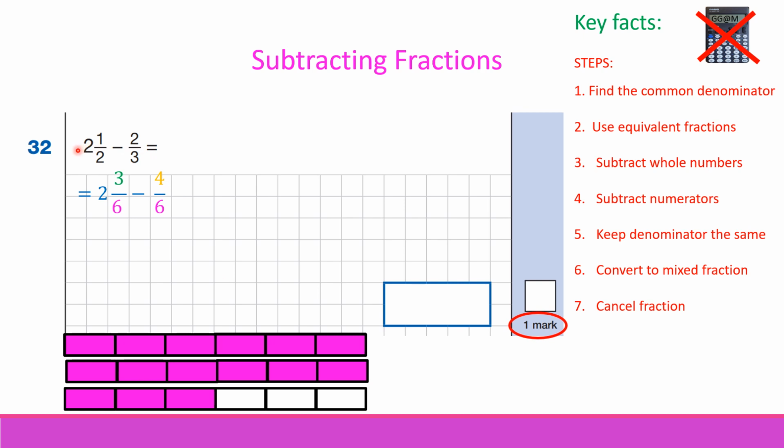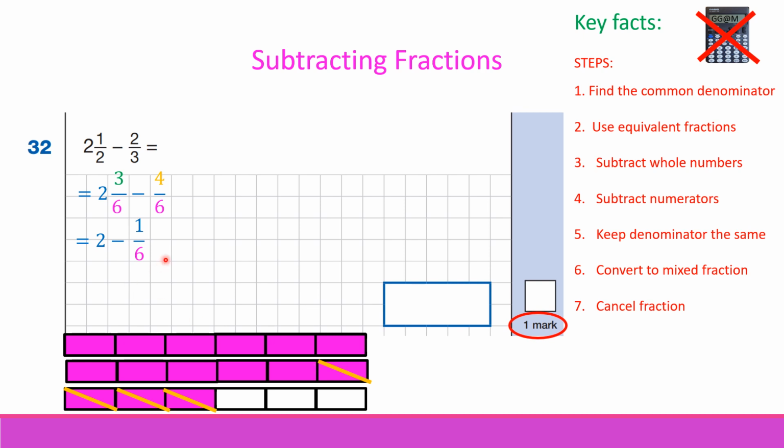So I've got 2 and a half. So 2 whole ones is 2 whole sections, because I've got 6 on each section. So this is 1 whole one, and I've got 2 whole ones. And then I've got 3 out of 6 because 3 out of 6 is equivalent to a half. I'm now going to take away 4 out of 6. So I've got to take off 1, 2, 3, 4. You can see I'm left with 1 whole one and 1, 2, 3, 4, 5 sections. So my answer is going to be 1 whole one and 5 over 6.